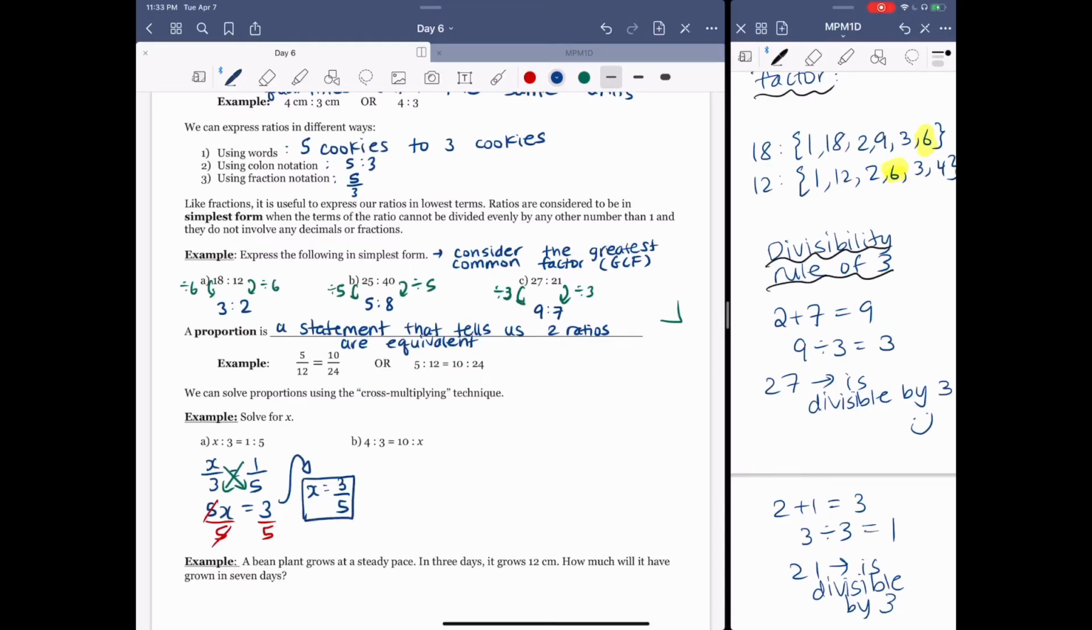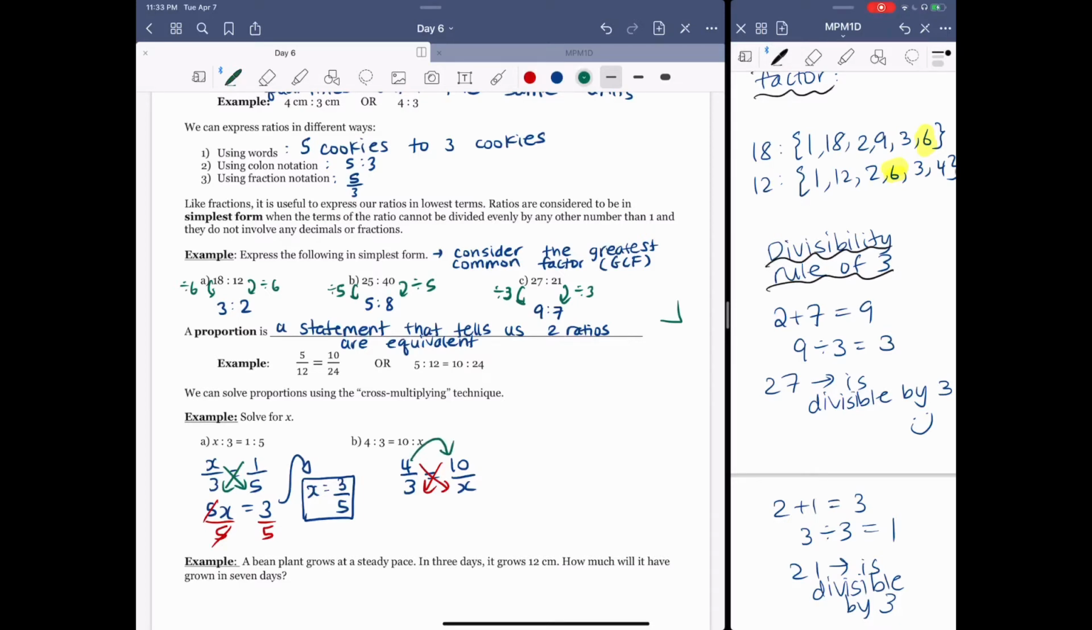Next, 4 to 3 equals 10 to x. So we have 4 over 3 equals 10 divided by x. Okay, so write it as fraction notation. You're going to cross multiply. So see how method 2 really wouldn't work? Because it's harder to tell what 4 is multiplying by to get 10.